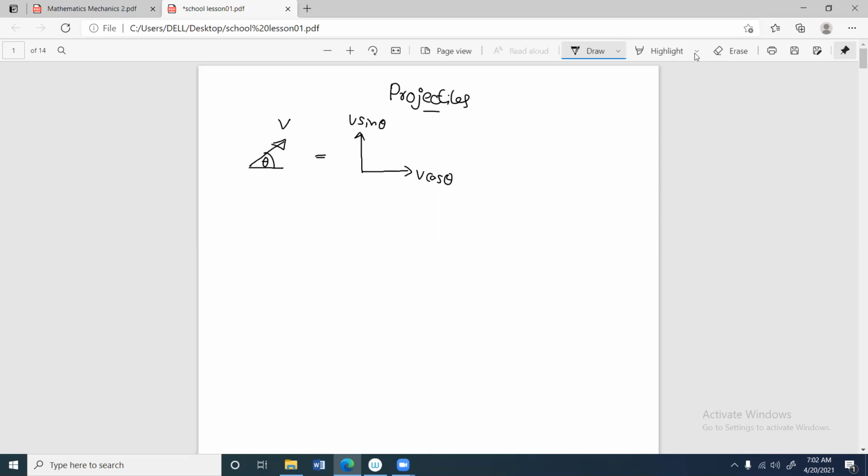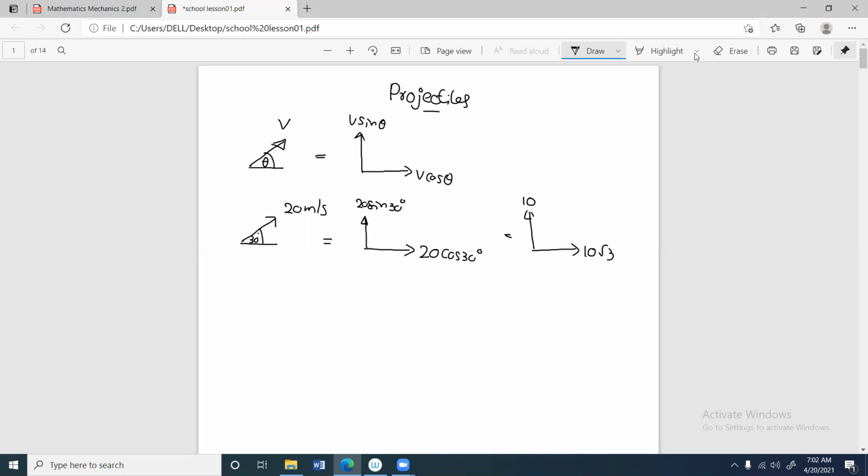Hope we have already learned these facts in our AS level physics. For example, if there is a velocity of 20 meters per second at an angle of 30 degrees, you can write this way: 20 cos 30 and 20 sin 30. So 20 cos 30 is root 3 over 2, which gives 10 root 3, and this side is 10.